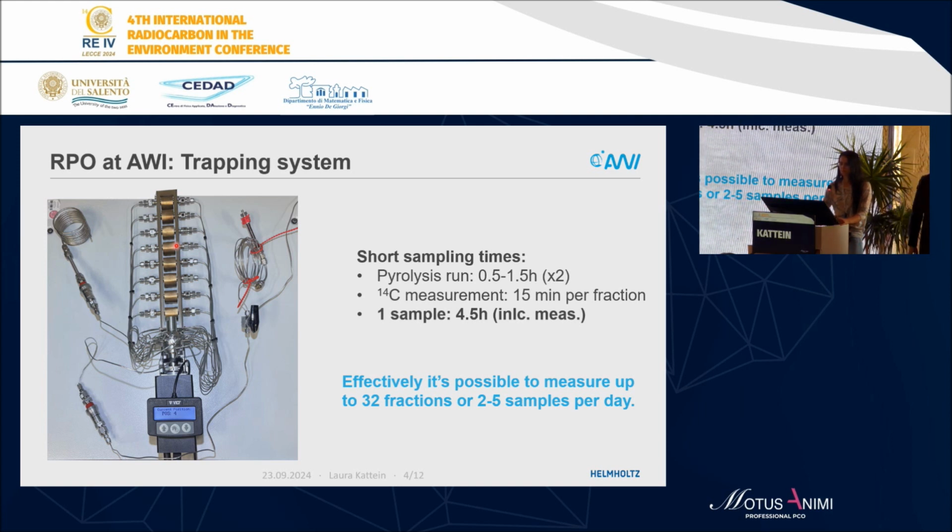So if I can load both trap systems the day prior to the measurements and then continuously load the system that is not currently being measured, I can measure up to 33 fractions per day, which equals about 2 to 5 samples.